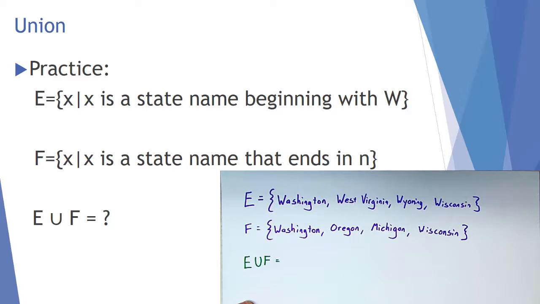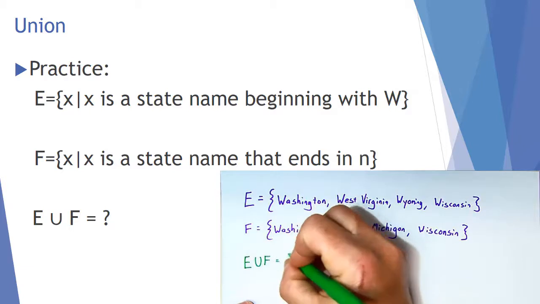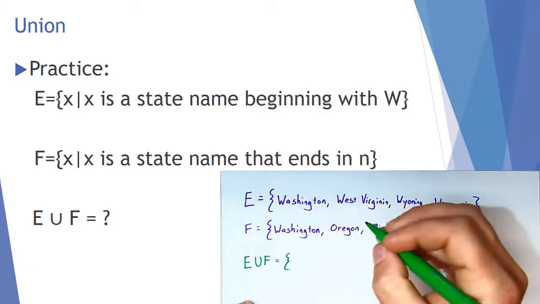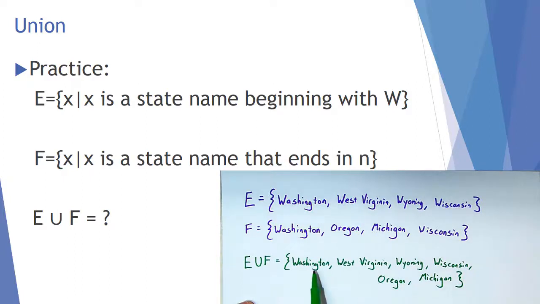Okay, well, if we name the specific elements of E, states that begin with W, they are Washington, West Virginia, Wyoming, and don't forget Wisconsin. F is the set of all names that end in N, so that's going to consist of Washington, Oregon, Michigan, and Wisconsin. So E union F, we're going to pool all of these together, but we don't need to repeat any, and so we're going to have 6 elements, all of the W states and the 2 other states that end in N, Oregon and Michigan. We don't need to list Washington or Wisconsin twice.